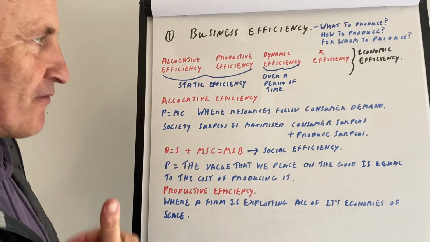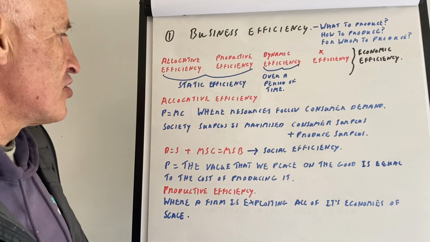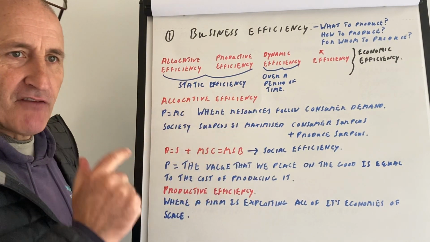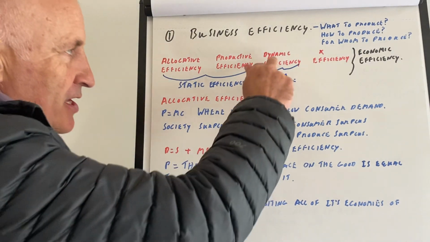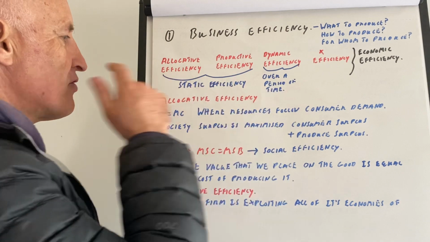We can also get an efficiency where marginal social benefit is equal to marginal social cost. Okay, static is at a given point in time. Dynamic efficiency, because it's research and development, must appear over a period of time.